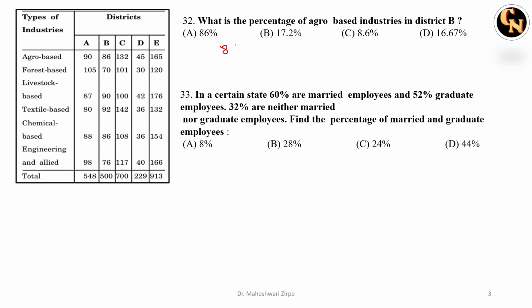86 divided by 500, because 500 is the total here, you can see here, into 100. So it comes out to be 17.2%. So option B is the correct option.